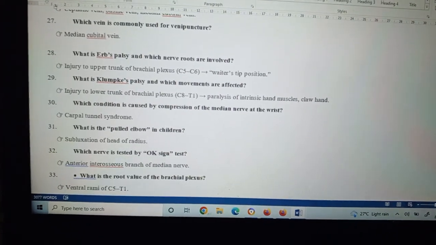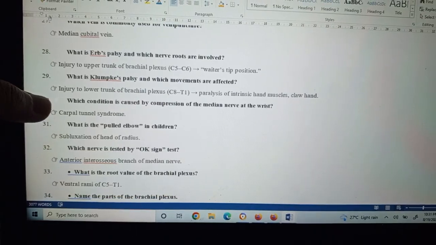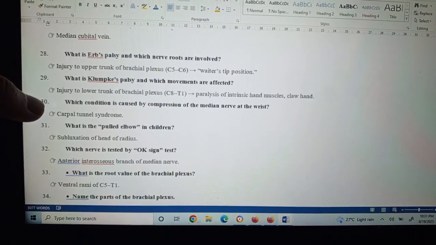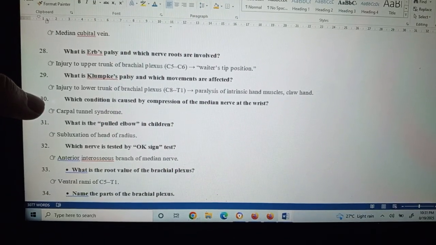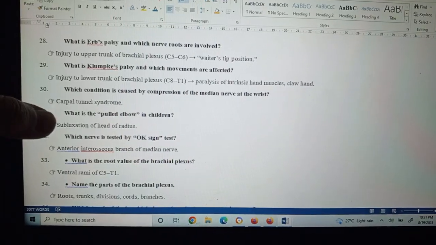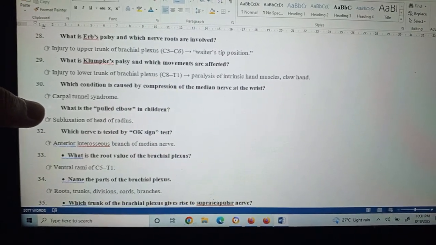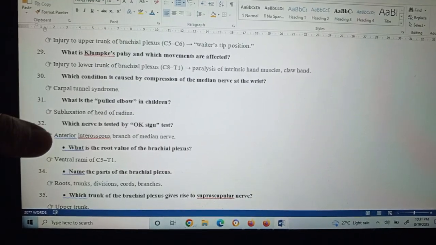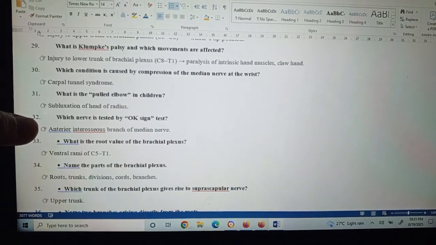nursing point of view. What is Erb's palsy and which nerve roots are involved? Injury to the upper trunk is known as Erb's palsy. C5, C6 are involved, with the waiter's tip position. What is Klumpke's palsy or paralysis and which movements are affected? Injury to the lower trunk of the brachial plexus, that is C8 to T1, in which there is paralysis of the intrinsic hand muscles.